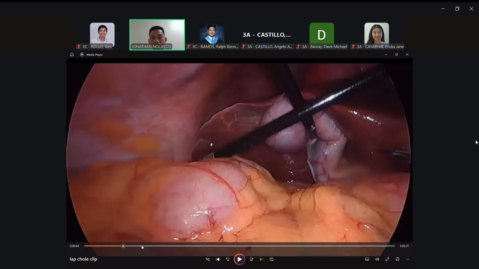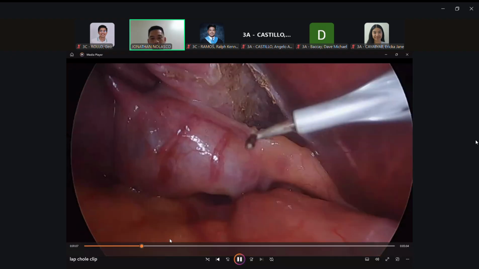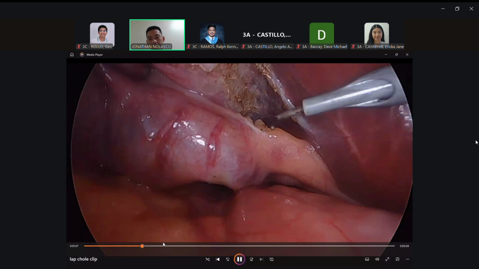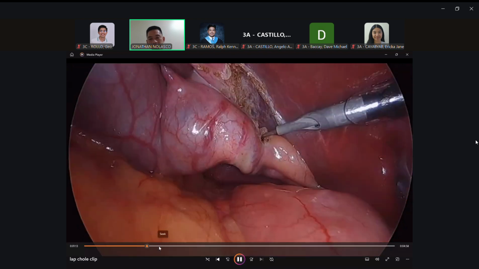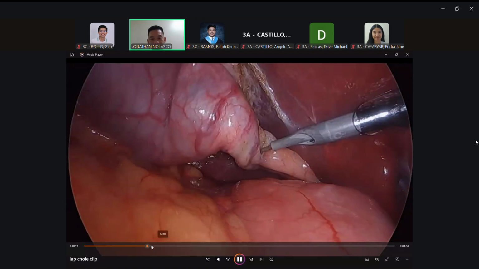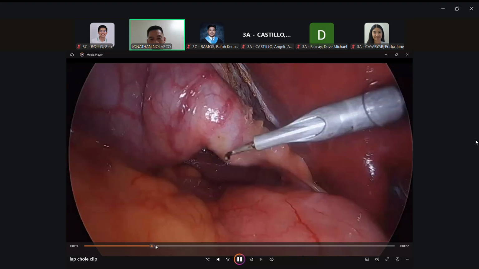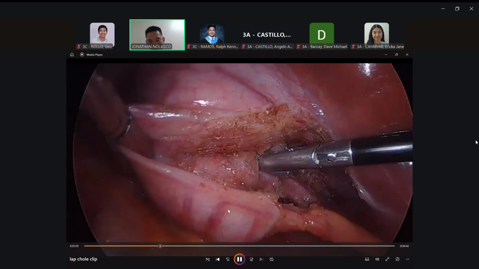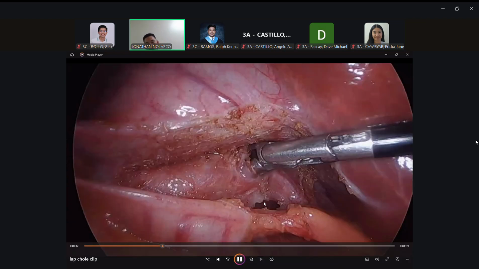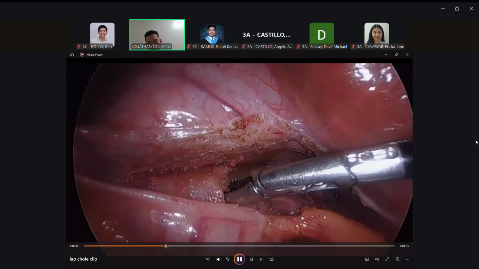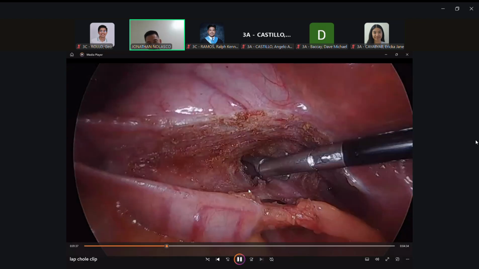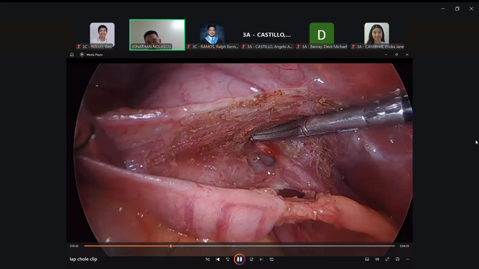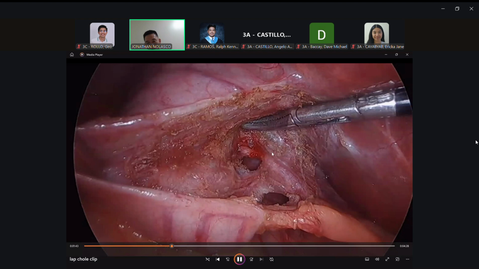So we dissect the hepatoduodenal ligament, strip that tissue so that we can expose what we call the cystic duct and the cystic artery. On the upper side, we try to dissect until we are able to make a hole within the triangle. There should be only two structures left, the cystic duct and the cystic artery. This is a posterior branch of the cystic arteries. Sometimes we divide it, sometimes we leave it.